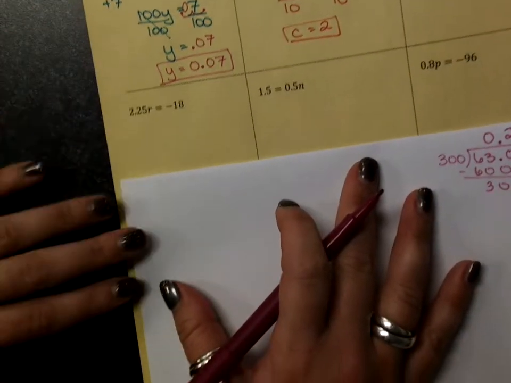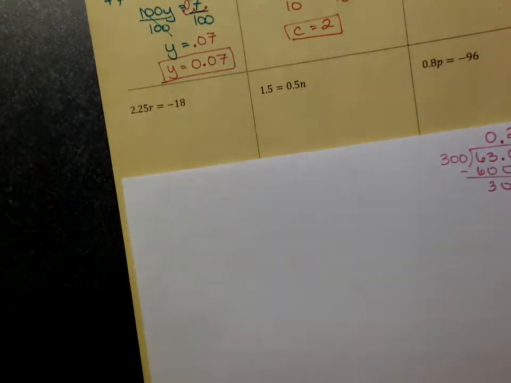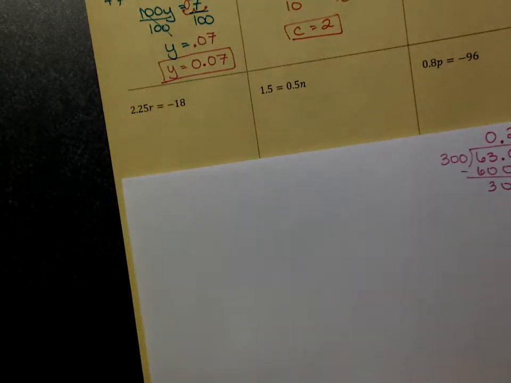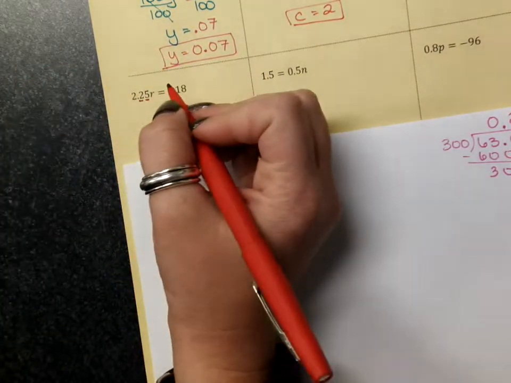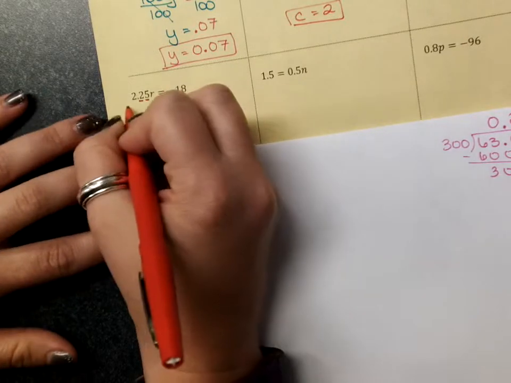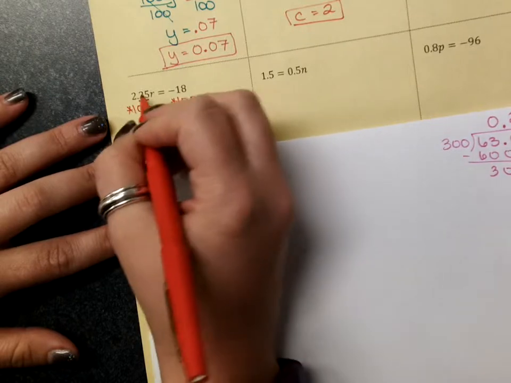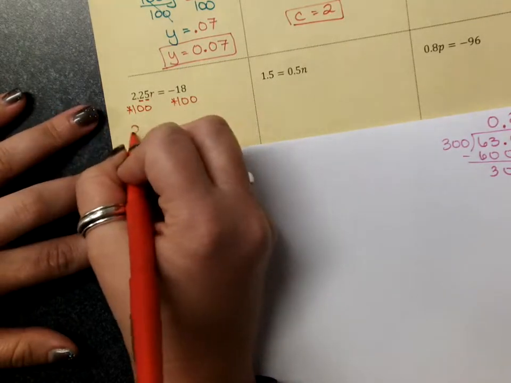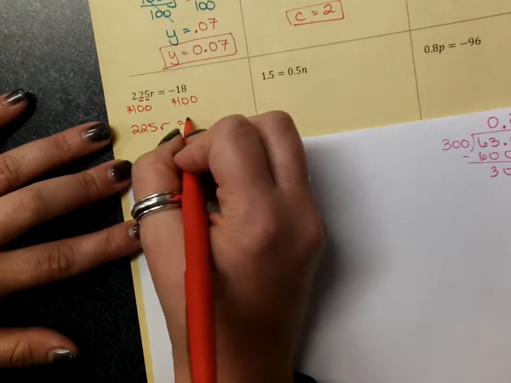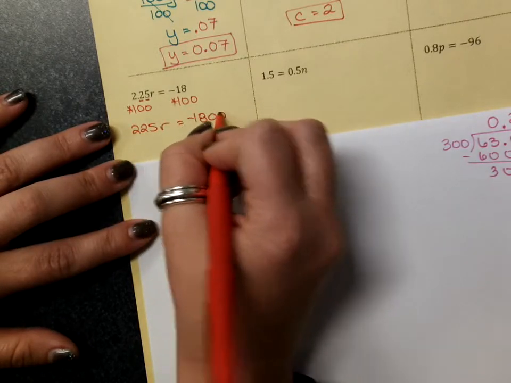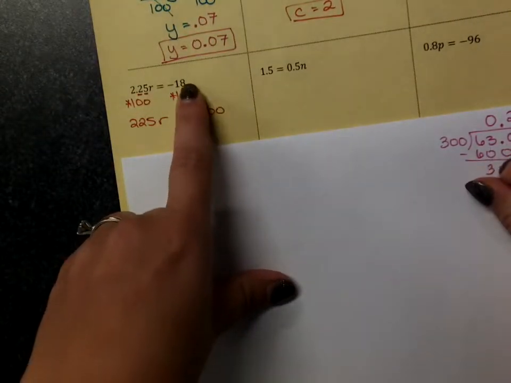This one's really big numbers, I'll just warn you now. I try not to get the numbers this big, but just in case they do get this big, you'll just have to do your very best. So let's look at this one. There's 2 decimal places. That means we need to multiply by 100. So 2.25 times 100 is 225r. Negative 18 times 100 is negative 1800. So we add 2 zeros. If there's 2 zeros here, we add 2 zeros there.